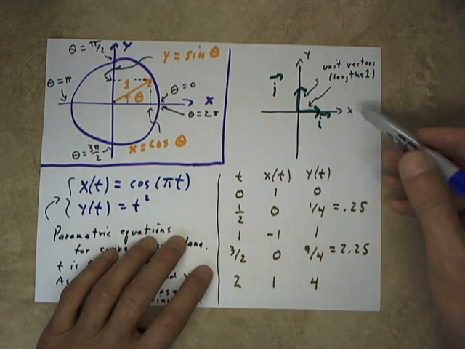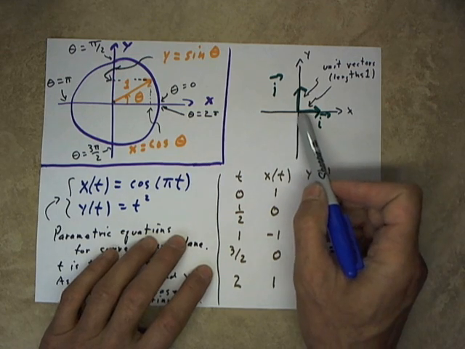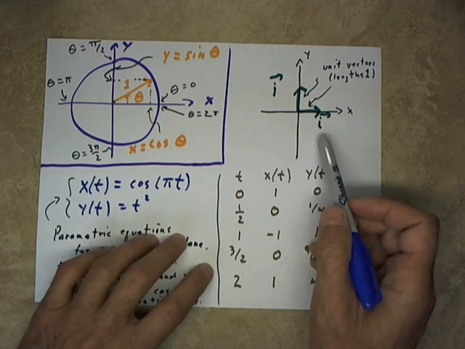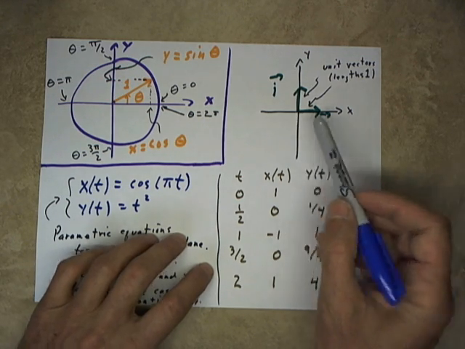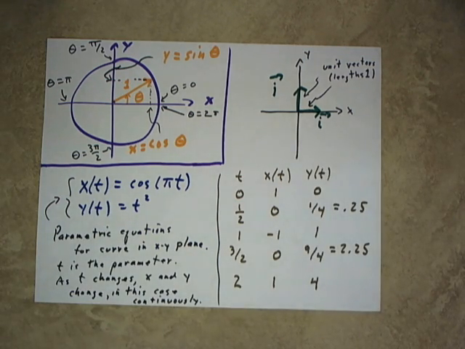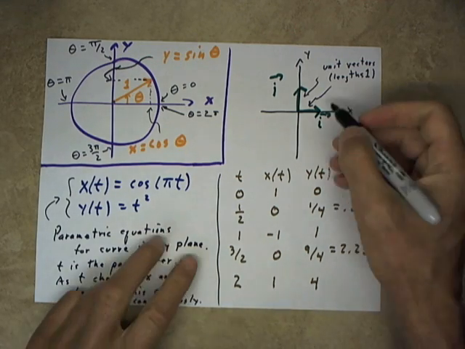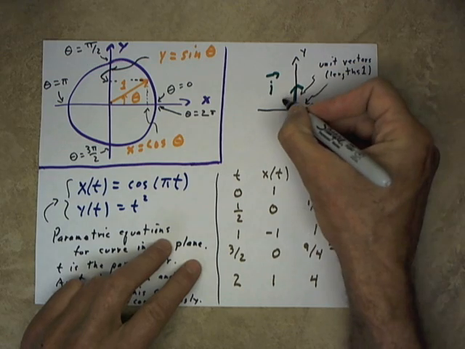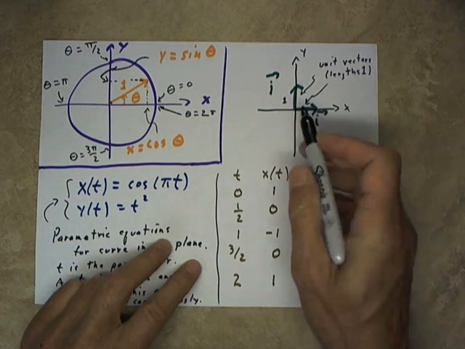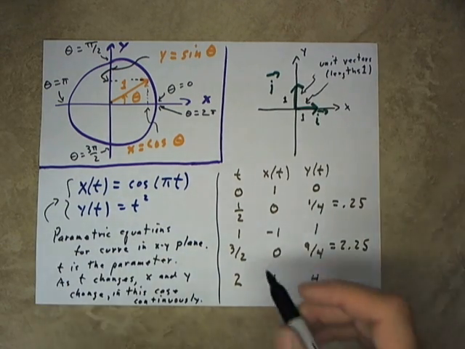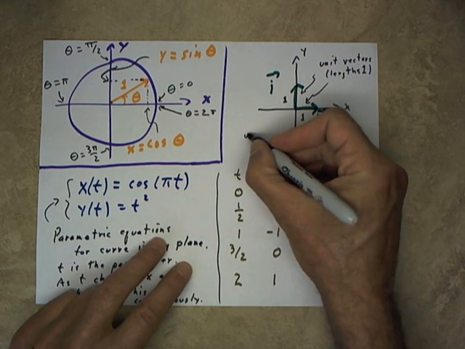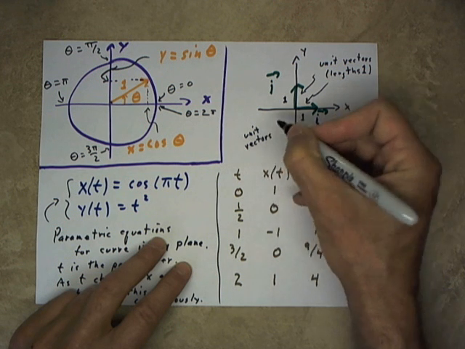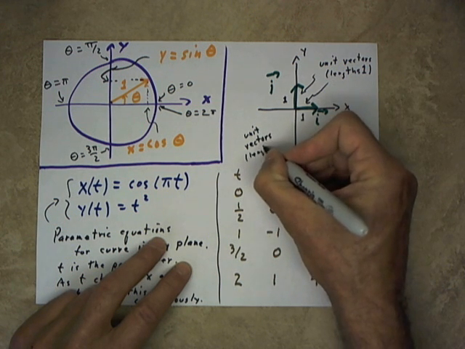Now, in the next video, we're going to use the i and j vectors, and the i and j vectors are easily understood. The i vector is just a vector of length 1. It's a unit vector, so it has a length of 1, and it's in the x direction. The j vector has a length of 1, and it's in the y direction. So these are unit vectors, meaning they have length 1.